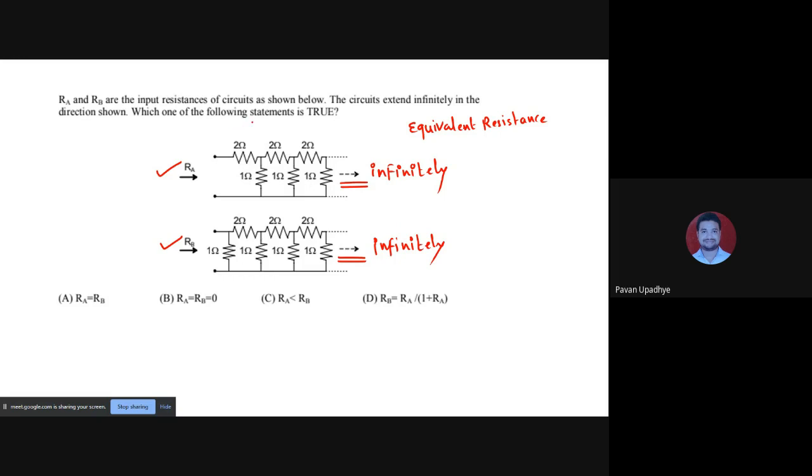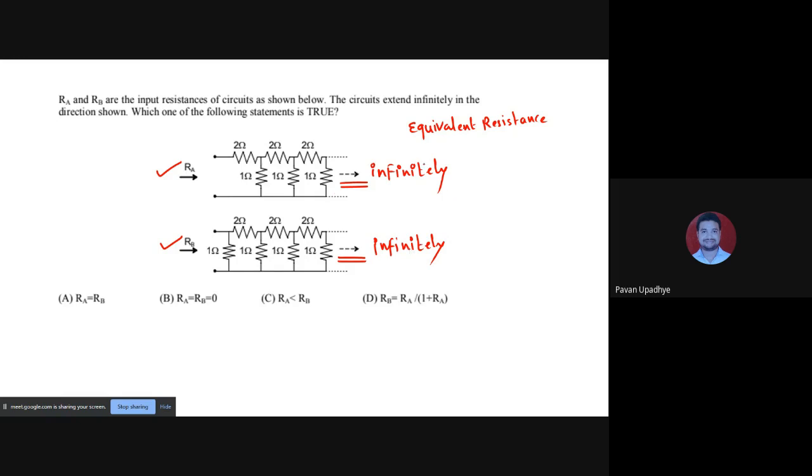Which one of the following statements in such a case is true? The statements are the options over here: whether RA is equal to RB, whether RA is equal to RB is equal to 0, whether RA is less than RB, or whether RB is equal to RA upon 1 plus RA. So we have to choose the most appropriate answer over here.